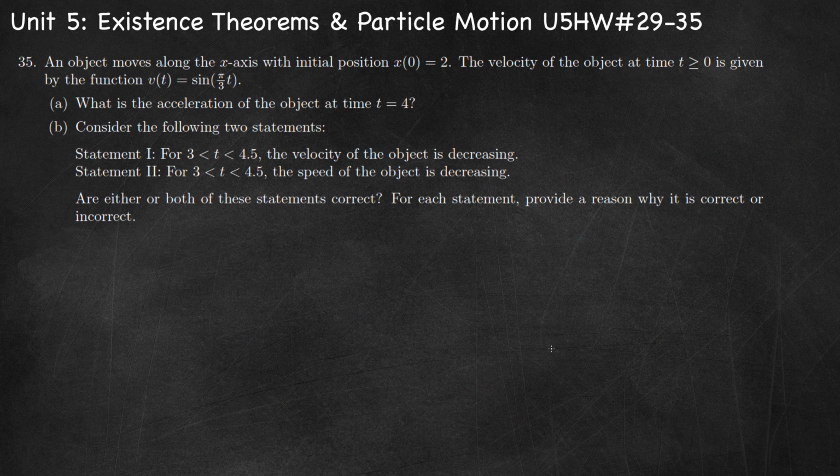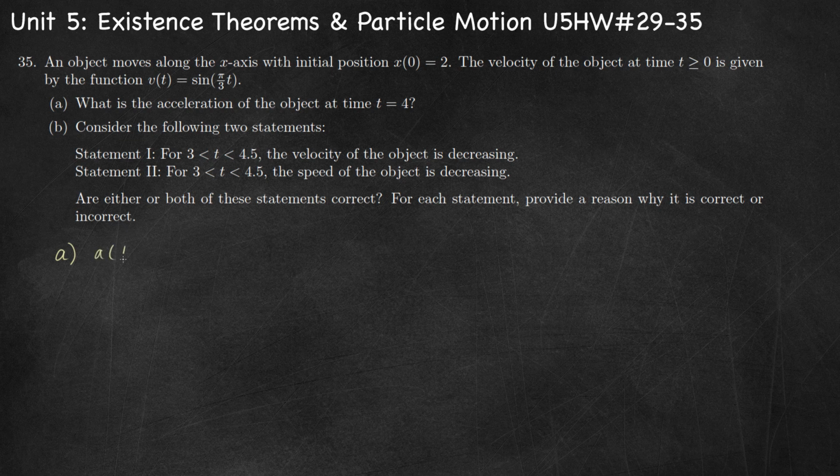Number 35, an object moves along the x-axis with initial position x of 0 equals 2. The velocity of the object at time t greater than or equal to 0 is given by the function v of t equals sine of pi over 3t. What is the acceleration of the object at time t equals 4? Since we have the velocity equation, we can get the acceleration equation by taking the derivative. We're going to try this one without using the calculator.